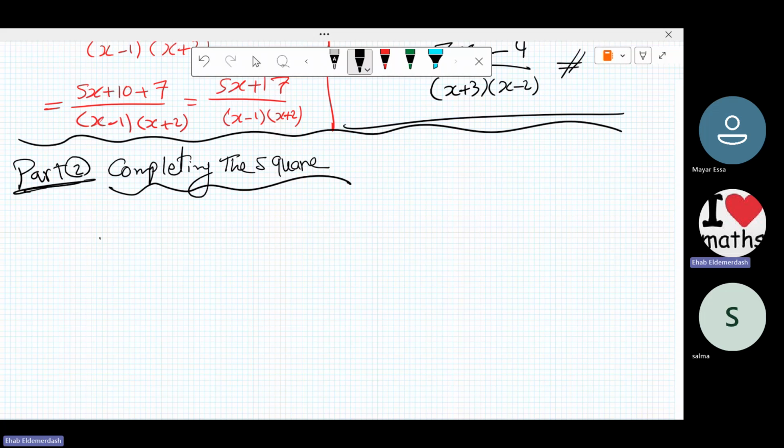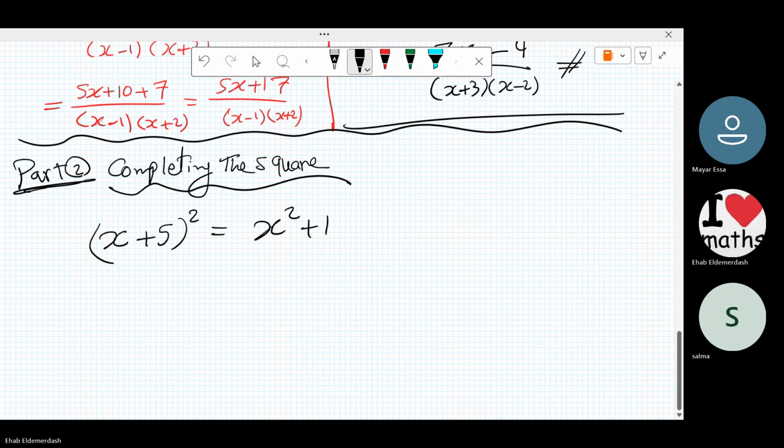If I have the following, if I said I have x plus 5 all power 2, this is what we call it completing the square, x plus 5 all power 2. Who can tell me what will be the answer of this expression? عايز حد يطلع لي الانسر. Find for me the answer. يلا ها, يطلع كام الانسر؟ x squared ها plus 10x plus 25. What we have here, this is what we call it a perfect square.